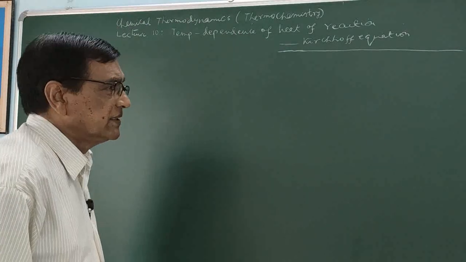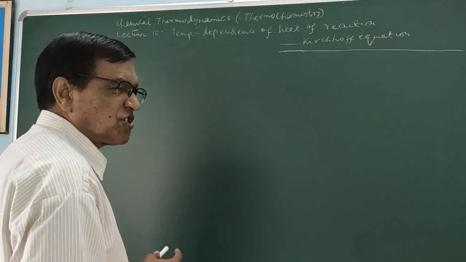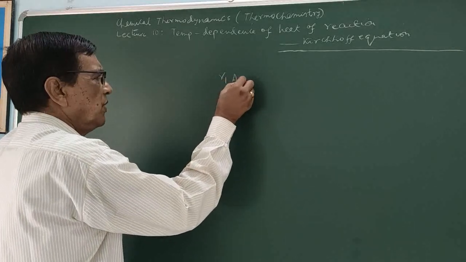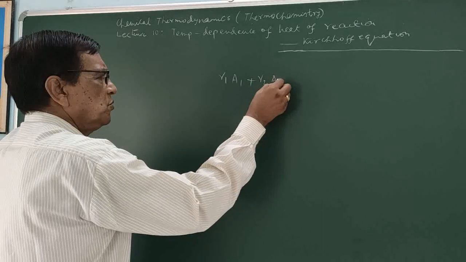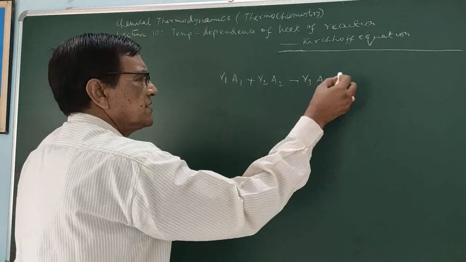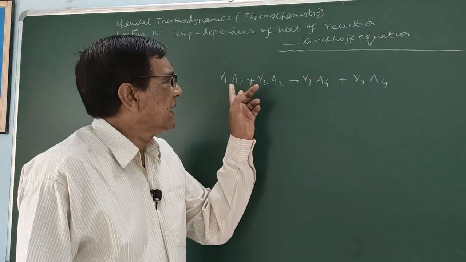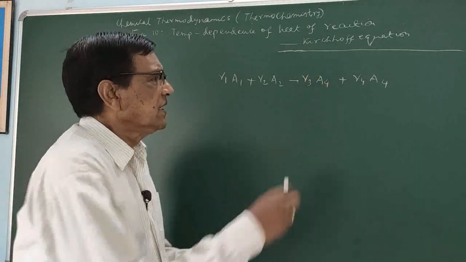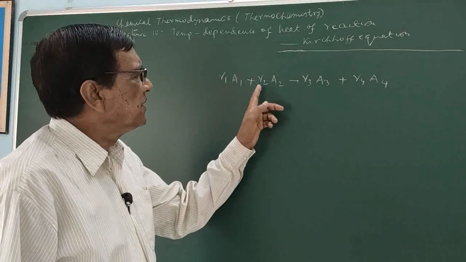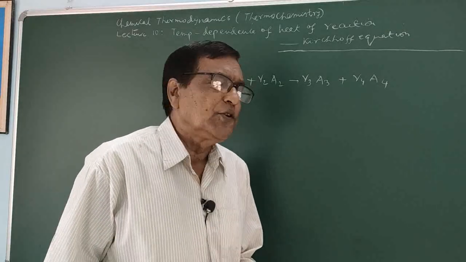And now I shall give a general stoichiometric equation for this chemical reaction. Suppose this is nu1 A1 plus nu2 A2, giving you nu3 A3 and plus nu4 A4. As I have stated earlier, A1, A2 are the reactants, A3 and A4 are the products, and nu1, nu2, nu3, nu4 are the stoichiometric coefficients of this equation.